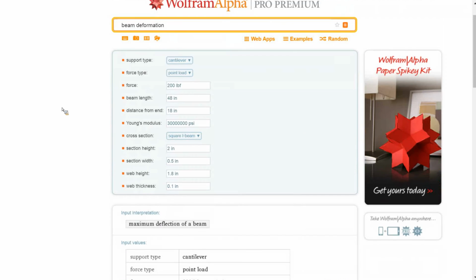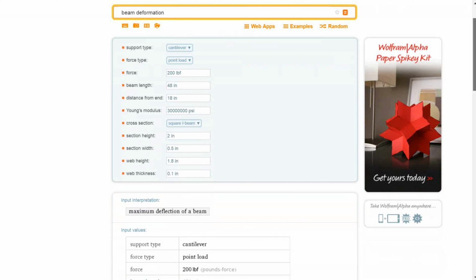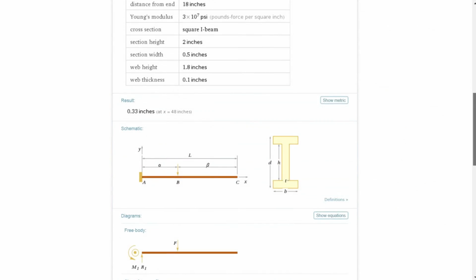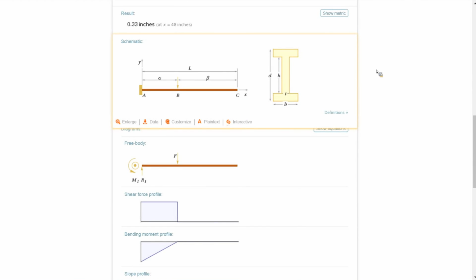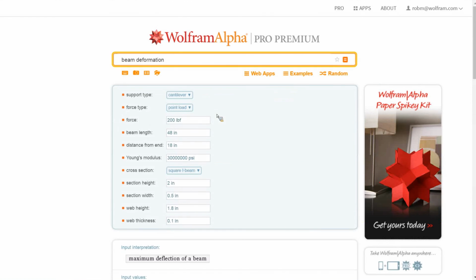This one is outside of my field. This one's a little more engineering physics, but for anyone interested in beam deformation or load on different types of levers and so on, there's a very robust calculator for that. It's got nice graphics and everything. You can change the support type. You can change how you put the load on and things like that. So if engineering-type physics is more your purview, then this is an interesting calculator for you.